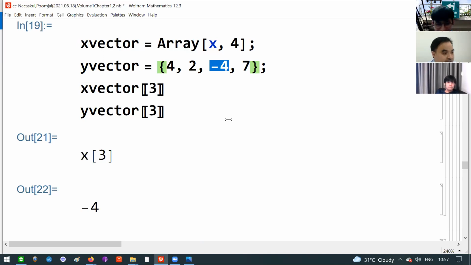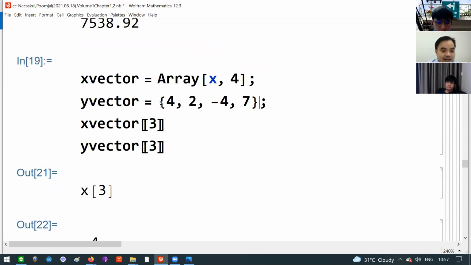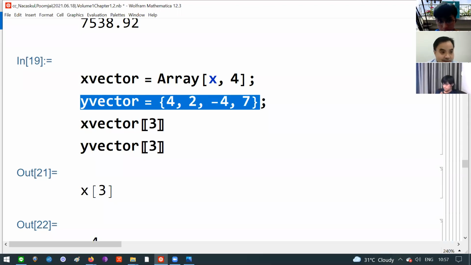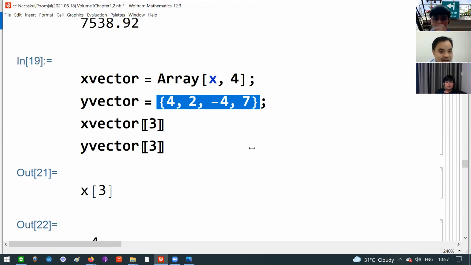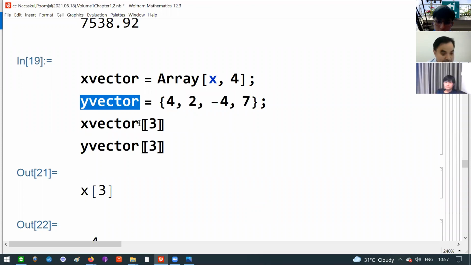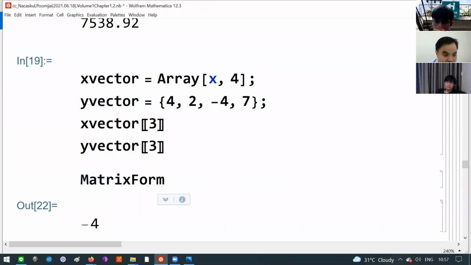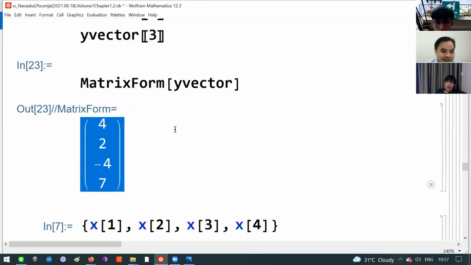Okay. Now, in a textbook, this does not look nice. Remember, this looks like a set. In a textbook, if you see something like this, it's a set. But this is how you put in the vector in mathematics. So to make sure that you can write the right notation, you can pass this to a function called matrix form. Matrix form of y vector is going to give you that thing that you see in the textbook.